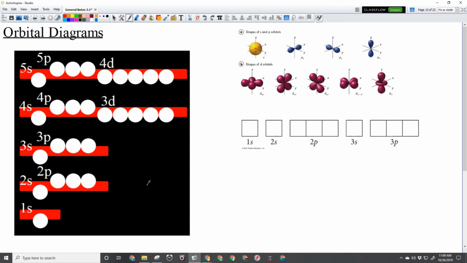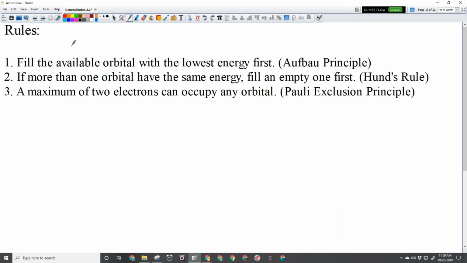All right, so what you're going to see most often are these, where you have these boxes that you had to fill in, and also these boxes like this. Now, this is very simple to do. What we're going to do is just mark X's like this, and then you're going to get down to here and you mark lines like this. And we have to do this according to 3 rules. Okay, and these 3 rules are, number 1, fill the available orbital with the lowest energy level first. And this is called the Aufbau Principle.